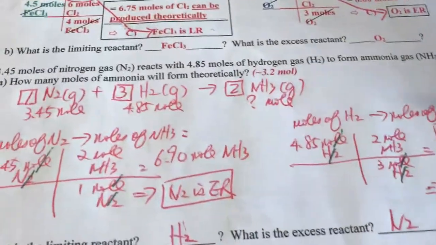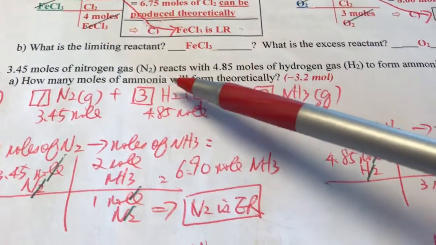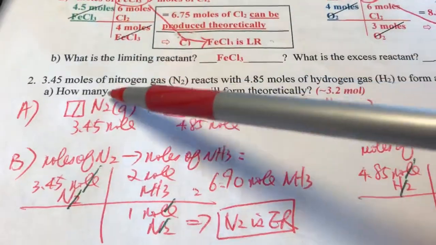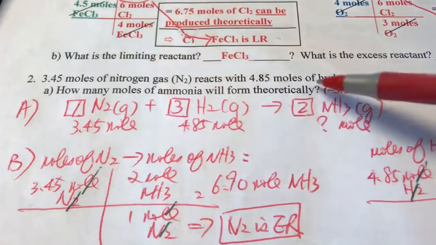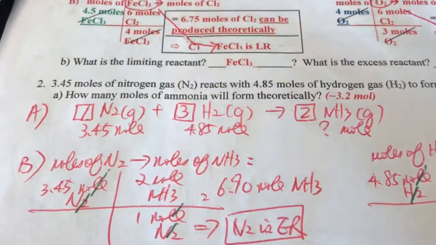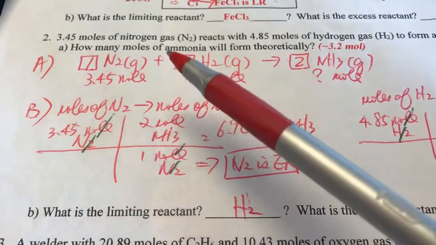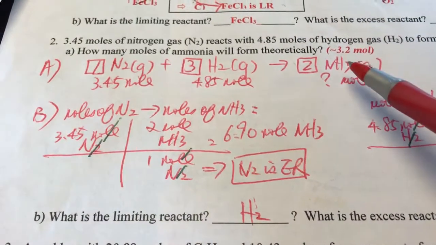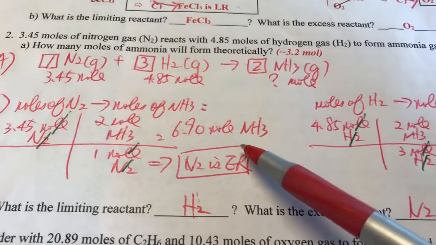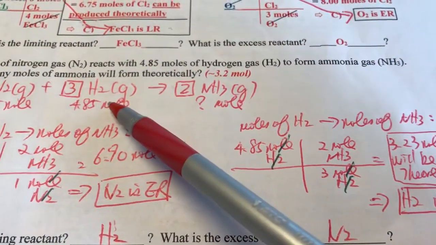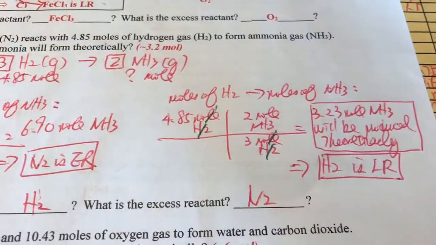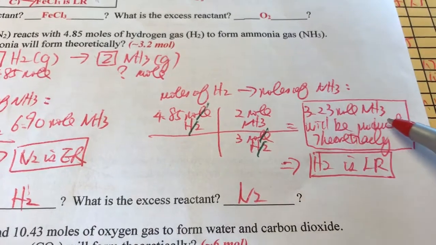Now, let's look at example 2. 3.4 moles of nitrogen react with 4.85 moles of hydrogen to form ammonia gas. We first write out the equation with the states and balance it: 1, 3, 2, and we write down the information on the bottom. That's part A. And then part B, from N2, how much NH3 can we form? We do the mole-to-mole ratio and find 6.90 moles of NH3. And then from the H2, we also do the same thing with the mole-to-mole ratio, and we find that I can produce 3.23 moles of NH3.